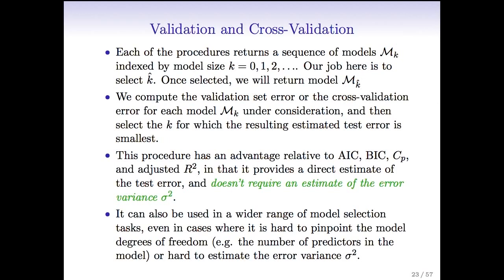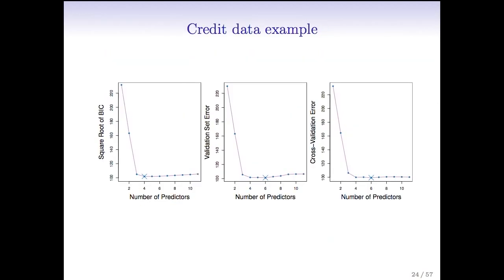So I've said all these things. So let's see what it looks like in the credit data example. So again, the number of predictors. Here we plotted the square root of BIC just to make it comparable to the other two estimates, the validation set error and the cross-validation error. So here the validation set was 3/4, 1/4. So 3/4 of the data was randomly chosen to be the training set, 1/4 is the validation set, and we see the error tracked as a function of the number of predictors.